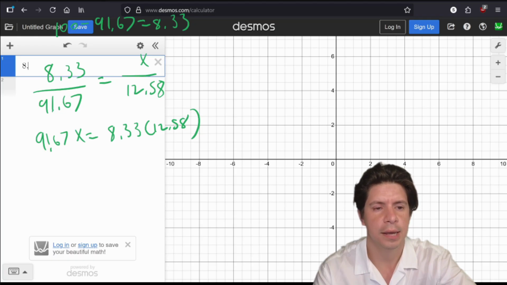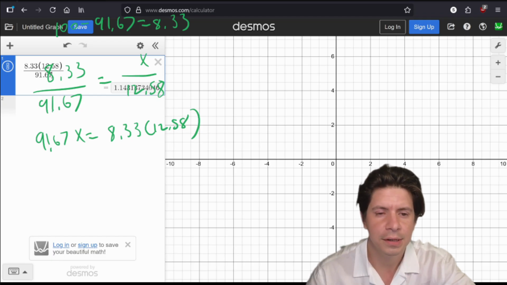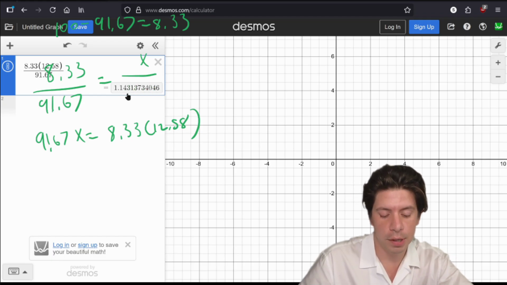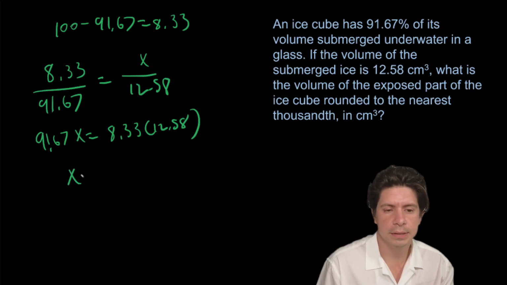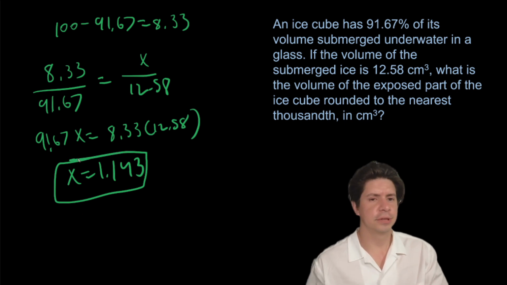So we'll do 8.33 times 12.58 divided by 91.67. And as you can see, it'll be 1.1431. So x equals 1.143 centimeters cubed. Okay, so that one's pretty straightforward.